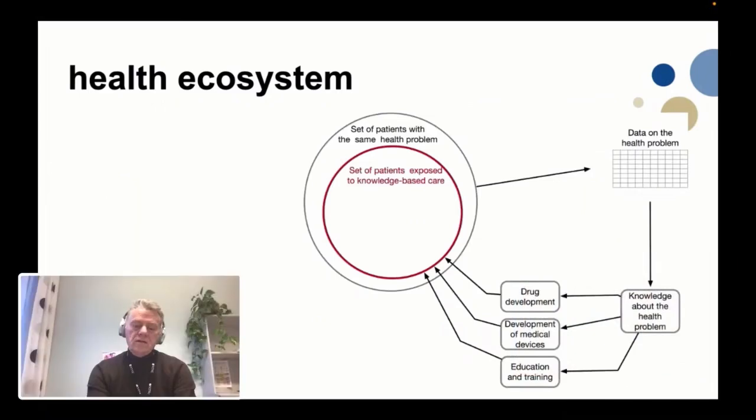If we think in terms of set theory, you have this collection of people that we call cohorts. A cohort could be a set of patients which have the same health problem. Out of that, we get a data set on the very same health problem. This is the key ingredient to develop knowledge about the health problem. And that knowledge is used in three areas: drug development, development of medical devices, and education and training. These three ingredients are applied to expose the patient to knowledge-based care. So this is the life cycle of patients' health problems: data, knowledge, and tools to improve the condition of the very same patients.